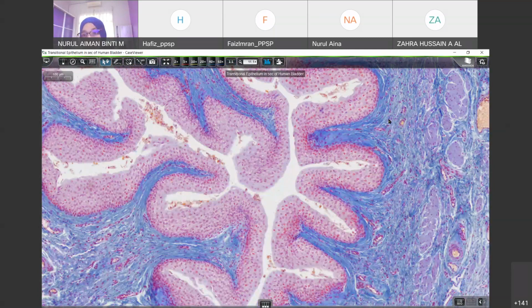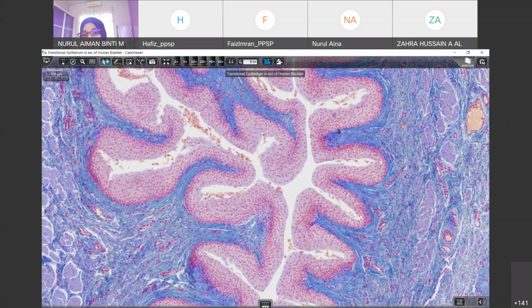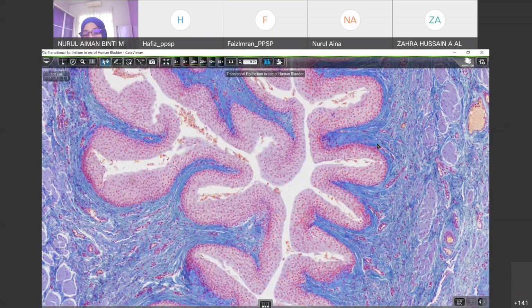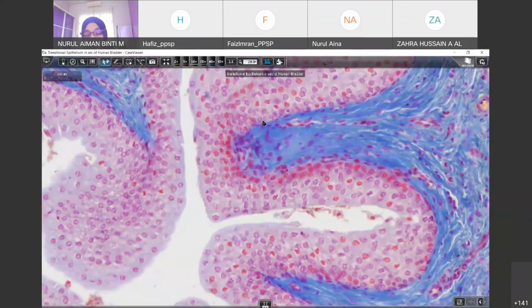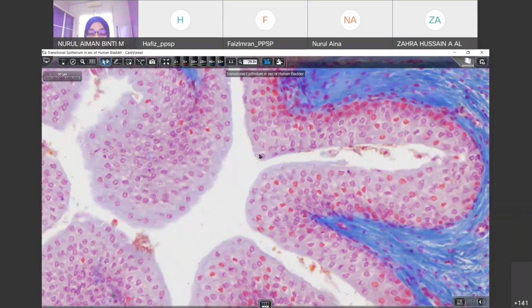Then you can see the basal lamina here, of the stratified transitional epithelium. We don't call it stratified transitional. We just call it transitional epithelium, because you can see the nucleus is at the base. Nucleus is at the base, not mature enough. You go towards the more superficial layer, then you can see the nucleus is very big.